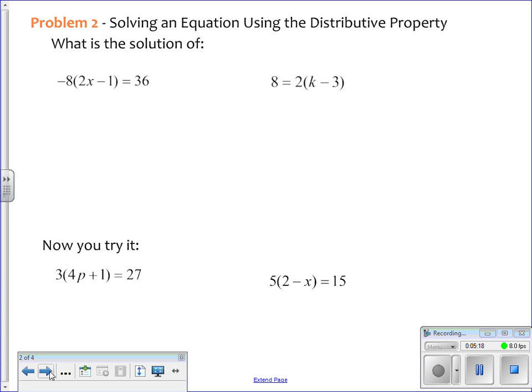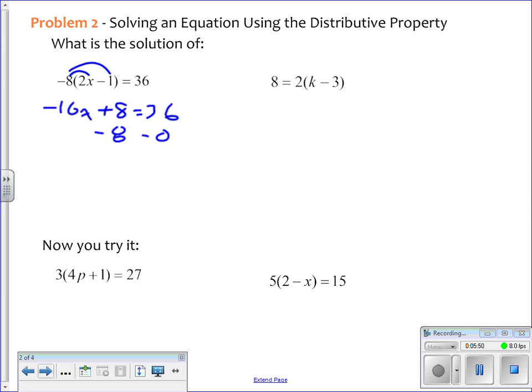This is essentially the same process, only your simplification is a little different. What do you have to do? You have to distribute instead. So my first step on this one is to distribute. Negative 8 times 2, negative 16x. Negative 8 times negative 1 gives me plus 8 equals 36. Same idea. Distribute, then solve.